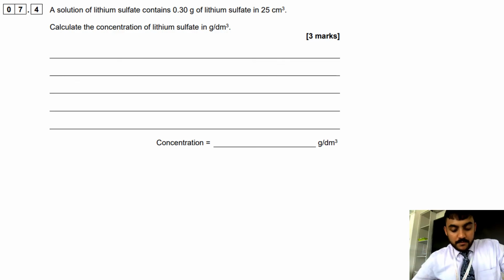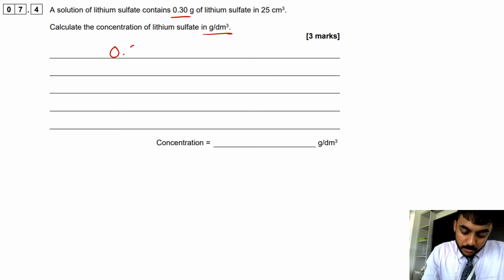A solution of lithium sulfate contains 0.3 grams of lithium sulfate in 25 centimeters cubed. Calculate the concentration of lithium sulfate. To find concentration, you have to give it in grams per decimeters cubed. Simply put, 0.3 divided by however many decimeters cubed there are.